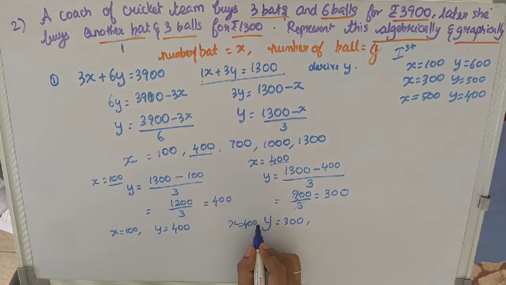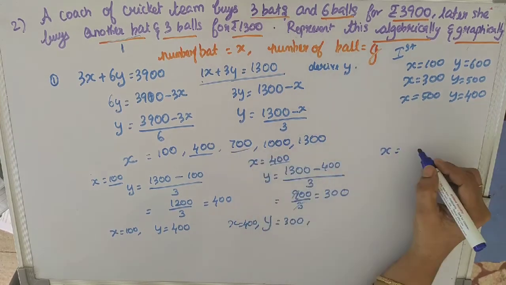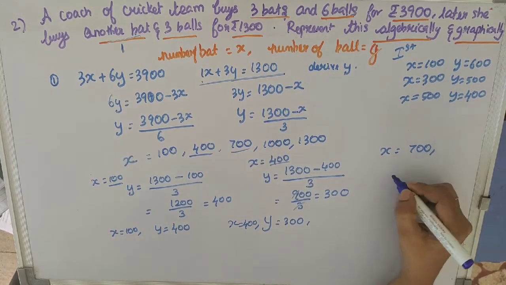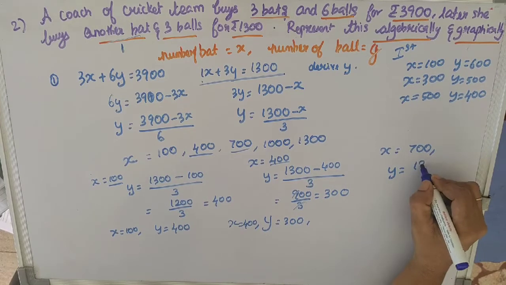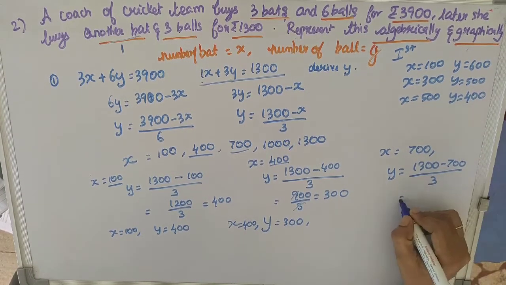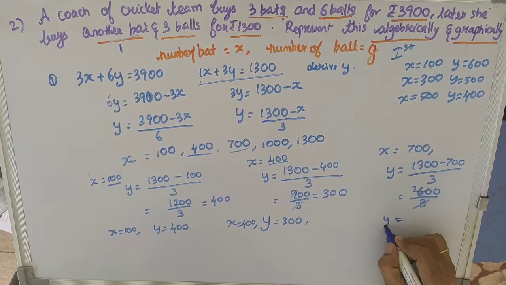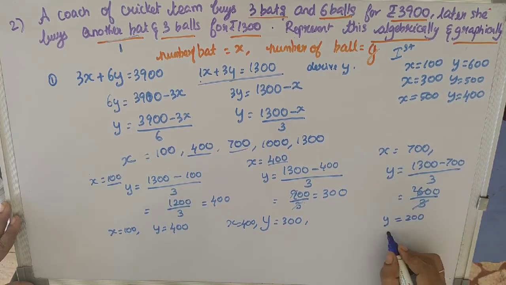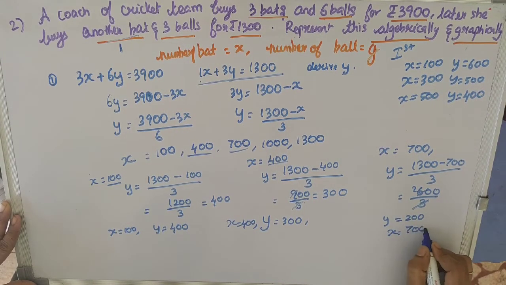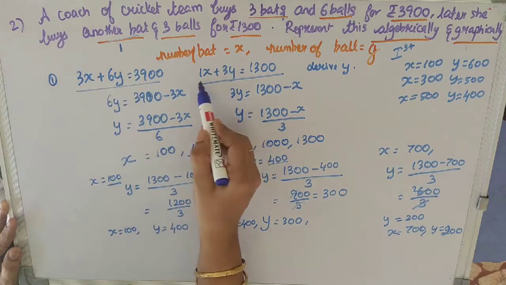Okay? Now let's find y when x is equal to 700. So when x is equal to 700, y is equal to 1300 minus 700 divided by 3, which is equal to 600 divided by 3. 600 by 3 gives 200. Okay? So when x is equal to 700, y is equal to 200. Okay? So we have got the ordered pairs for the second equation also.